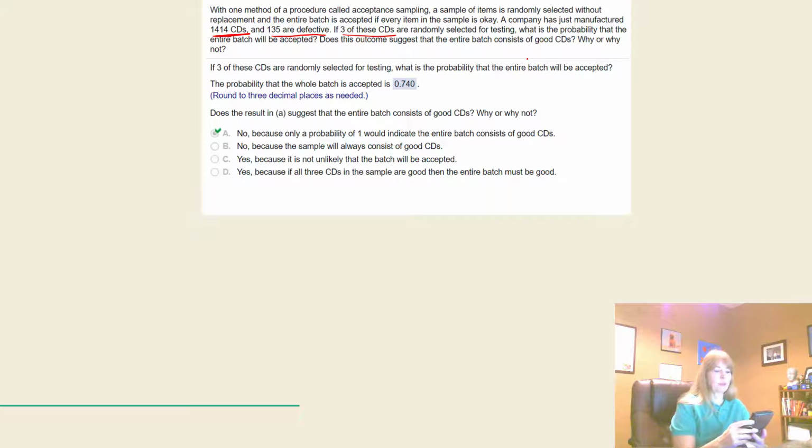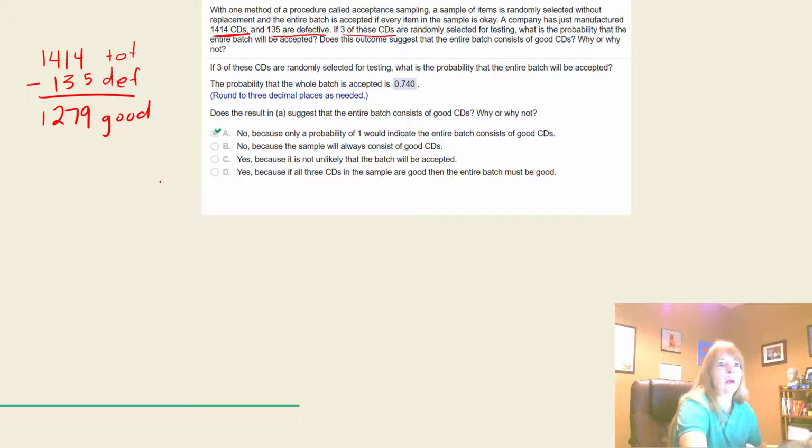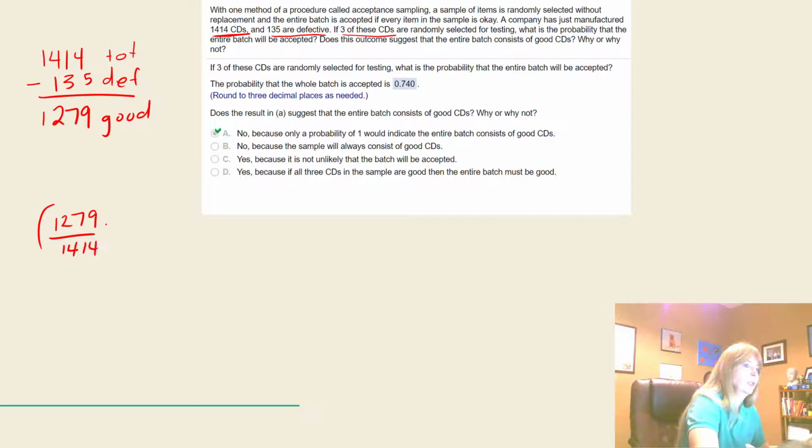So the first thing I have to do is figure out how many are good. So if there's 14 total and 135 are defective, then that means 1279 are good. All right, so if I'm getting 3, then what's the probability the entire batch will be accepted? That means, in other words, the first one was good, so 1279 out of the total. And now I only have 1278 that are good, and my total, of course, needs to go down.